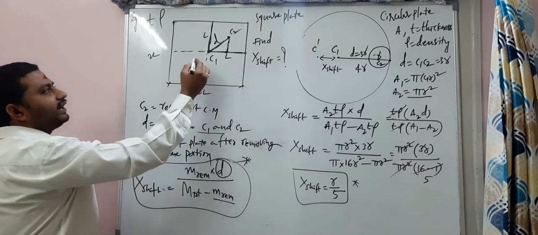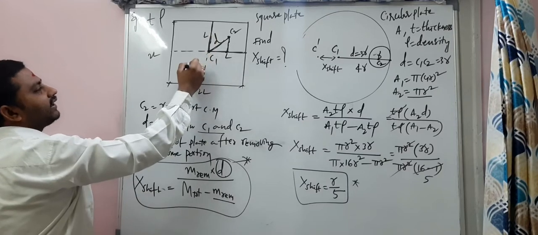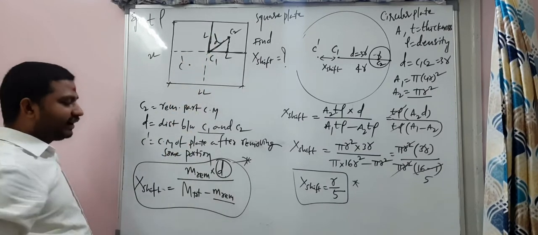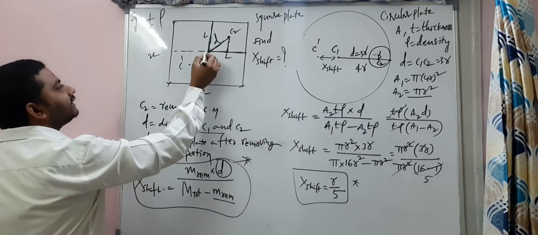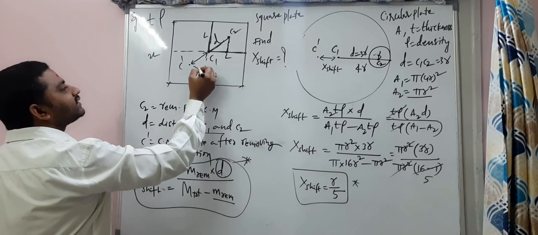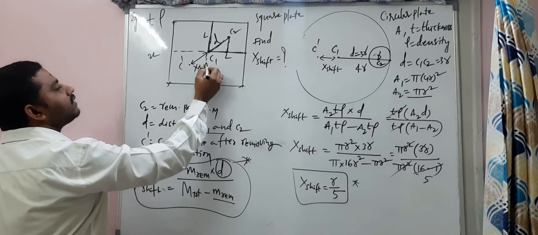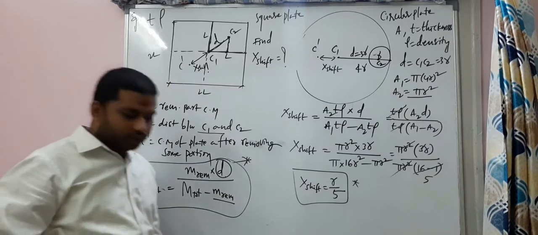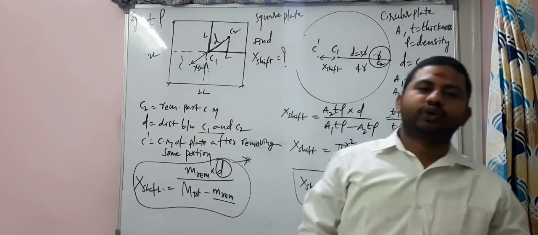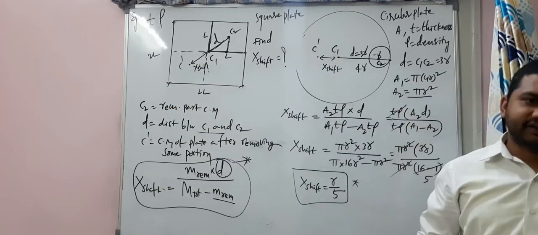Do this and tell me, after removing this, the final center of mass will be like this somewhere, right? So it's called C dash. And that C dash value, that x shift, is how much? That's the question. Take your time and do it now. Pause the video and do that.